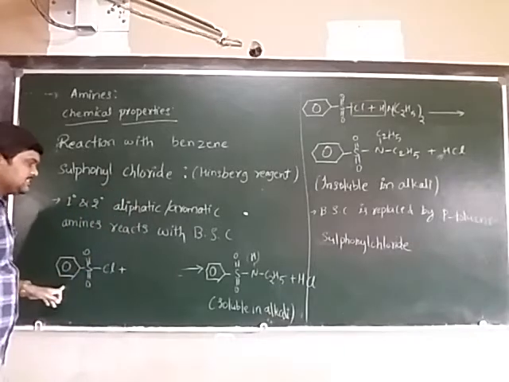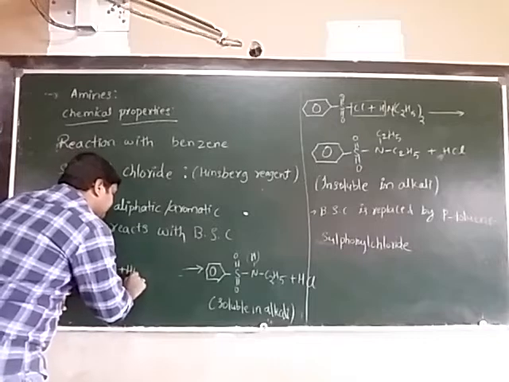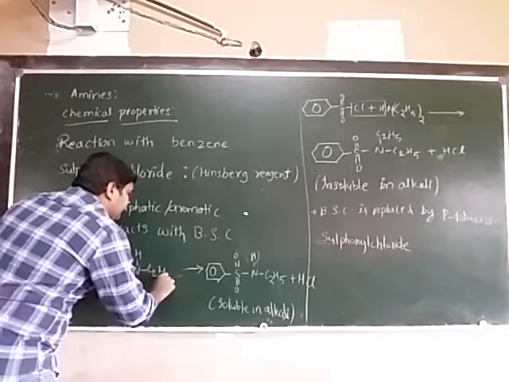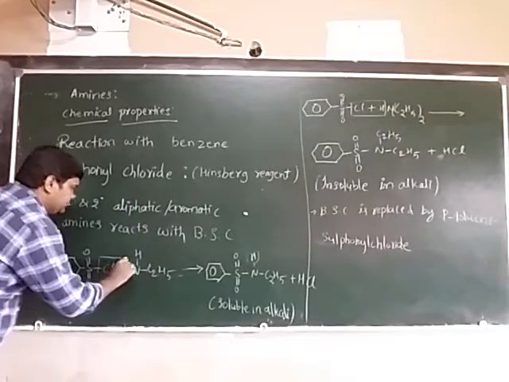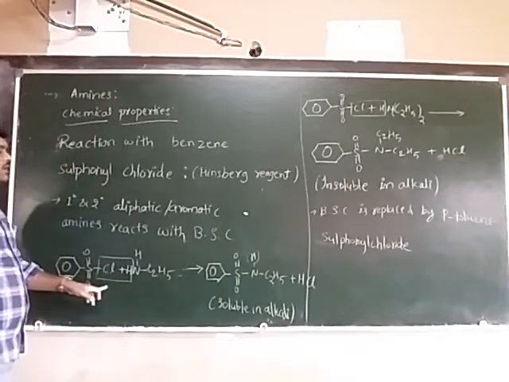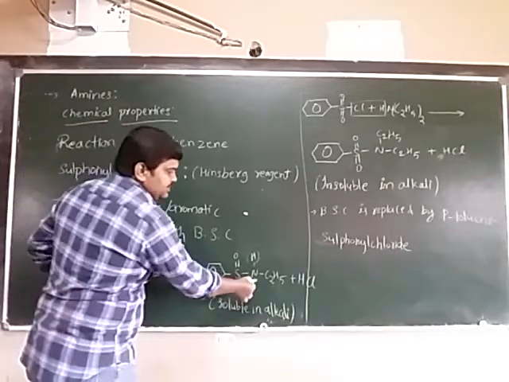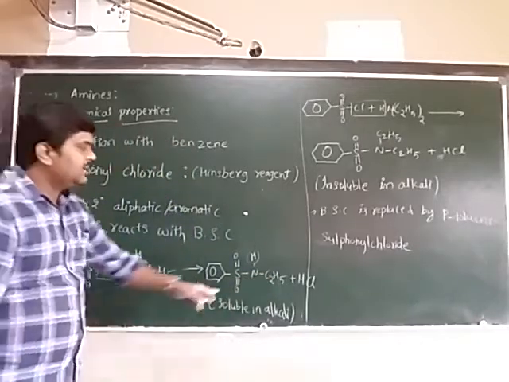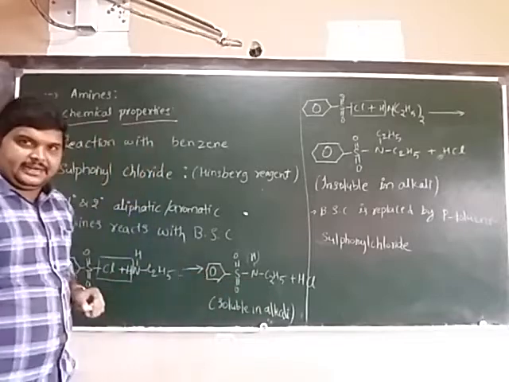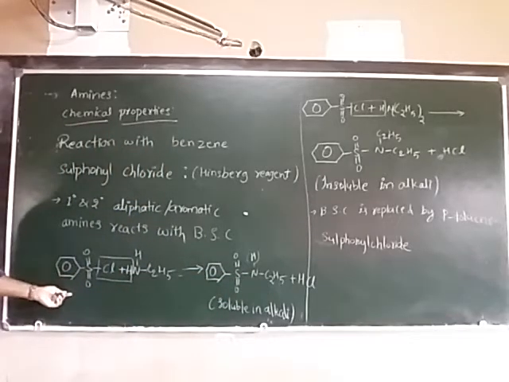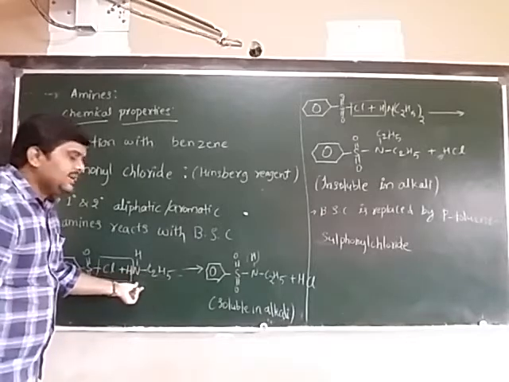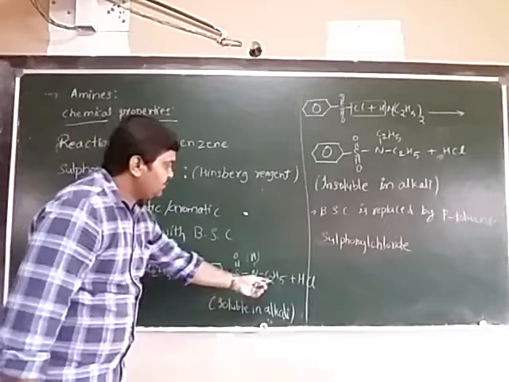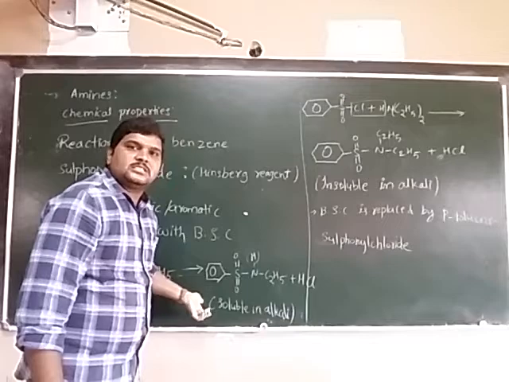How? Generally benzene sulfonyl chloride reacts with primary amines. Here, by the removal of hydrogen chloride, it leads to the formation of N-ethyl benzene sulfonamide. What is that? N-ethyl benzene sulfonamide. Once again, benzene sulfonyl chloride reacts with ethyl amine, which is a primary amine, and leads to the formation of N-ethyl benzene sulfonamide.